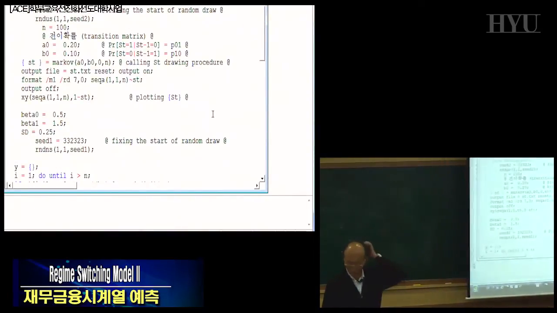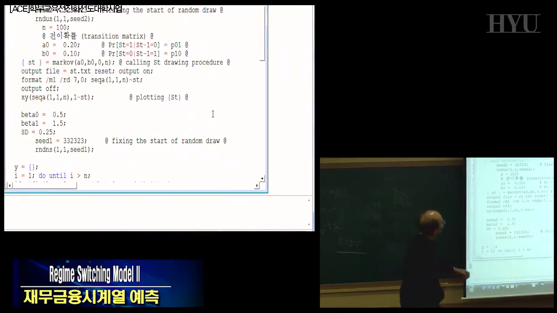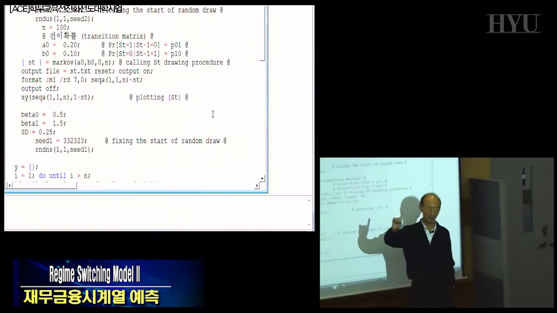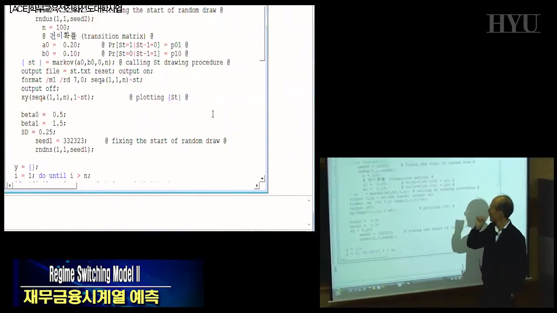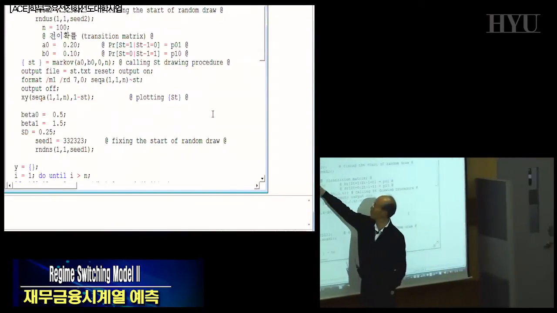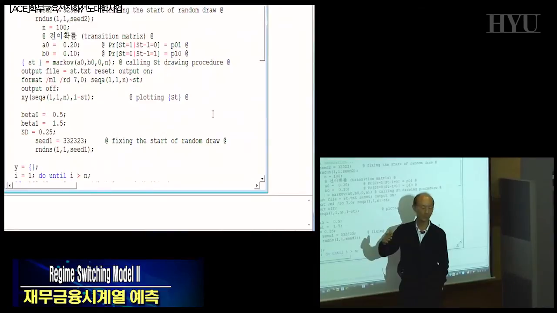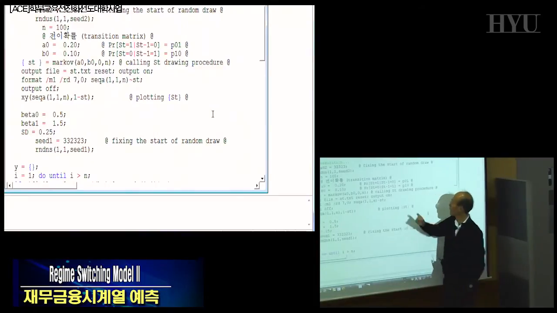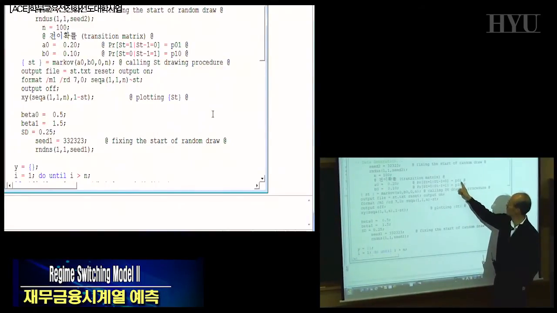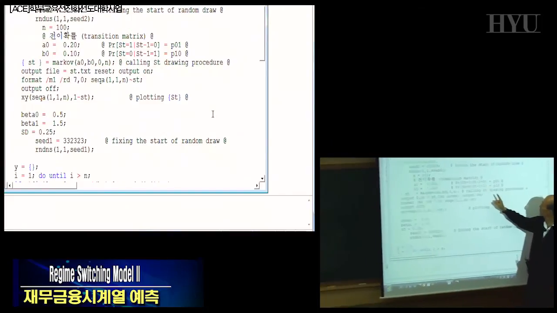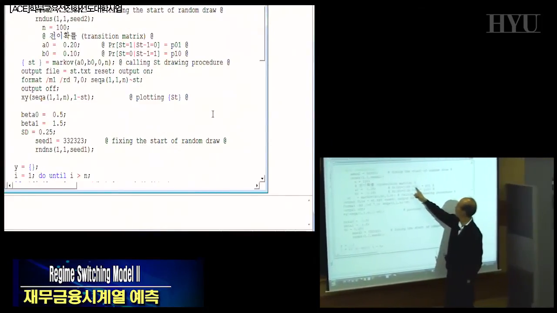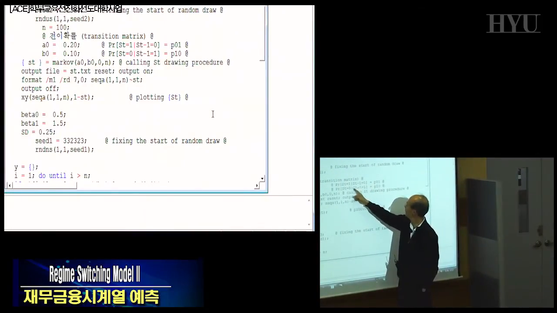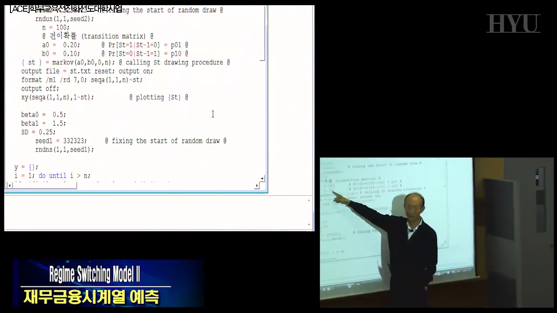This is the code I borrowed from someone else, where it creates a sequence of 1s and 0s. This is the number of observations, so 100 observations. ST is the sequence. A0 is a switching probability from 0 to 1, and this one is from 1 to 0, right? So switching probability. Okay.